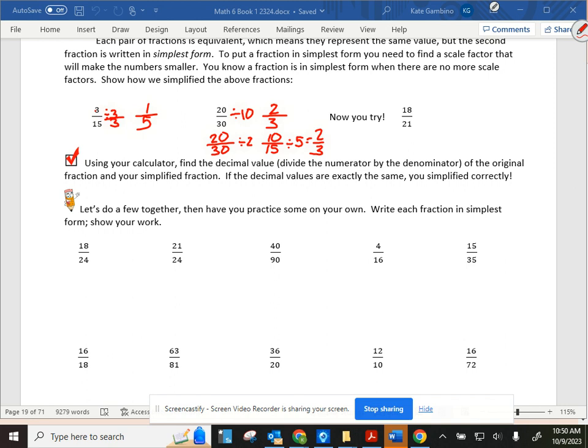18 over 21, what is the simplest form? Quickly and quietly. Write on your whiteboard what the simplest form of 18 21sts would be. What scale factor can we divide out? Same number on the top and the bottom. Write it on your whiteboard and show me.